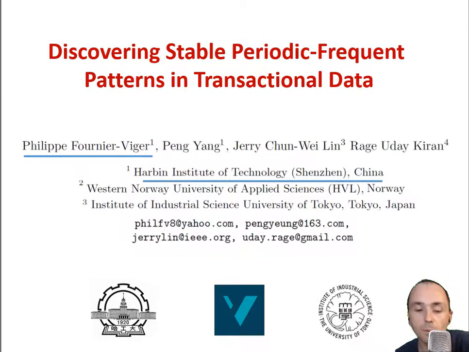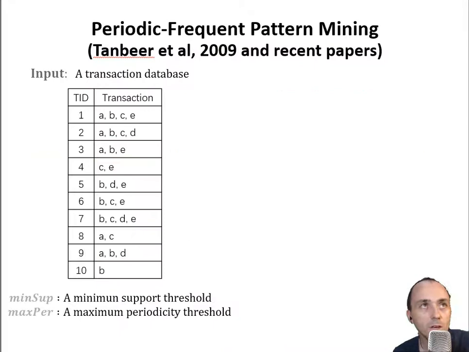There are several papers about finding periodic patterns in data. The traditional definition is by Tanbeer et al. It is the following. Let me explain to you. So the input is a transaction database, some database like what the people buy in a store. It is a set of transactions. So here we have 10 transactions, what the people have bought.